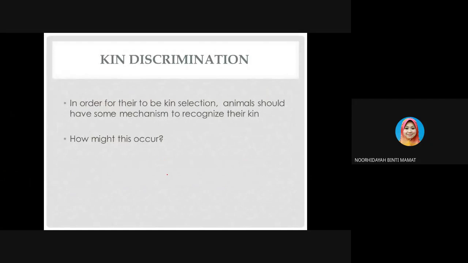In order for there to be kin selection, to know who their relatives are, animals should have some mechanism to recognize their kin.